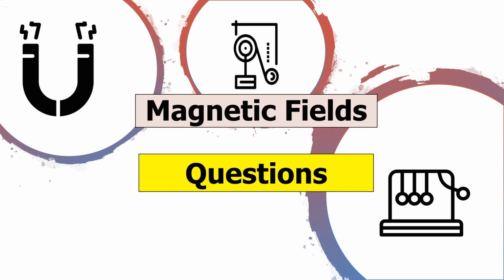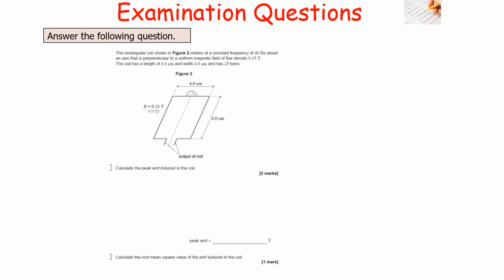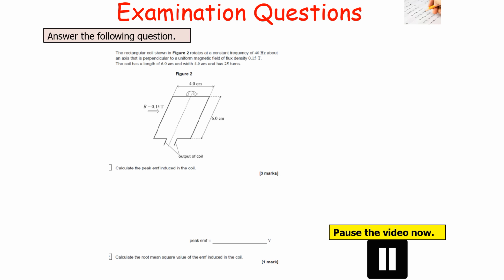Let's now have a look at some questions on magnetic fields. So this question says a rectangular coil shown in figure 2 rotates at a constant frequency of 40 Hz about an axis that is perpendicular to a uniform magnetic field of flux density 0.15 Teslas. The coil has a length of 6 centimeters and a width of 4 centimeters and has 25 turns. Calculate the peak EMF induced in the coil. Calculate the root mean square value of the EMF induced in the coil. So pause the video now, then unpause the video when you want to go through your answers.